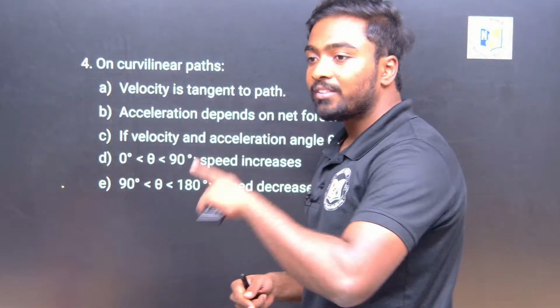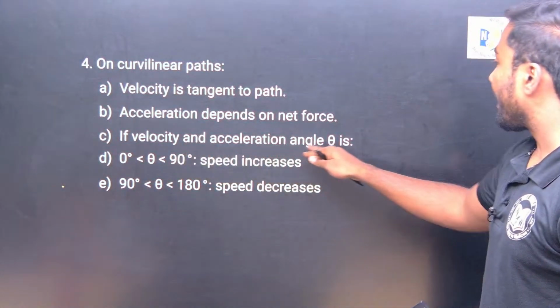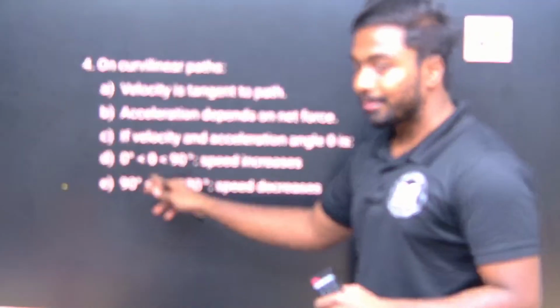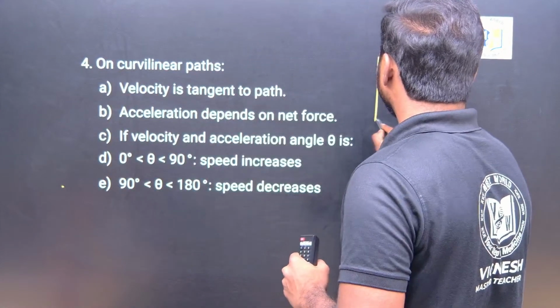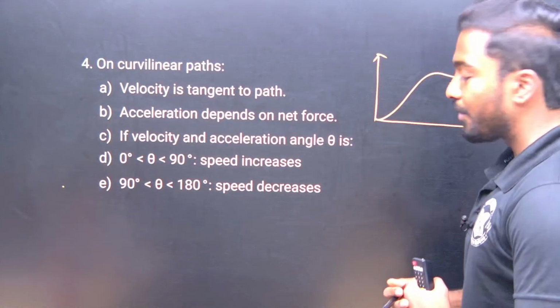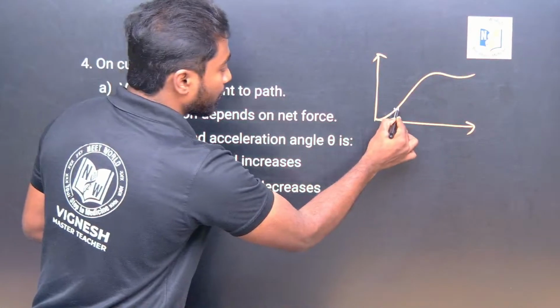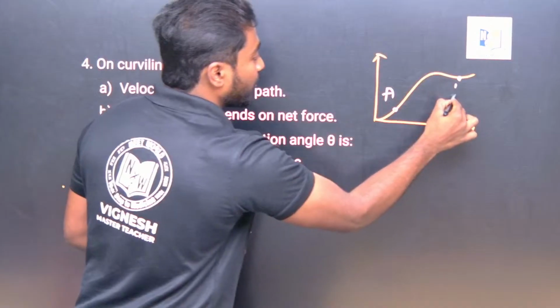When we come to circular motion, we will talk about the acceleration thing. And if the angle theta between velocity and acceleration is greater than 0 and less than 90, speed increases, and if greater than 90 and less than 180, speed decreases. So it is a simple thing. When I take a graph like this, let me take this as point A and this as point B.